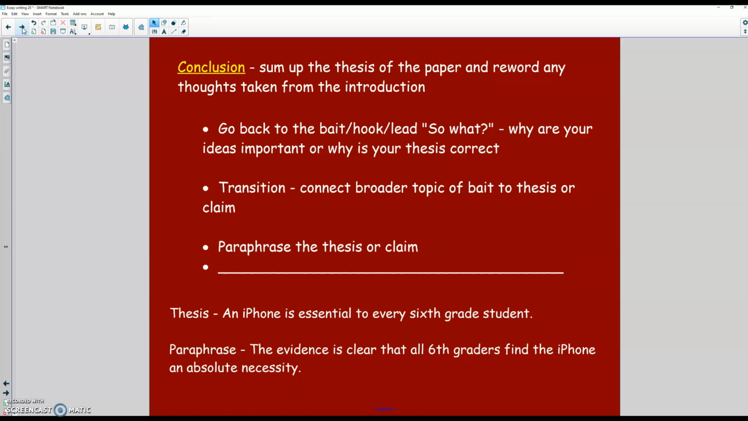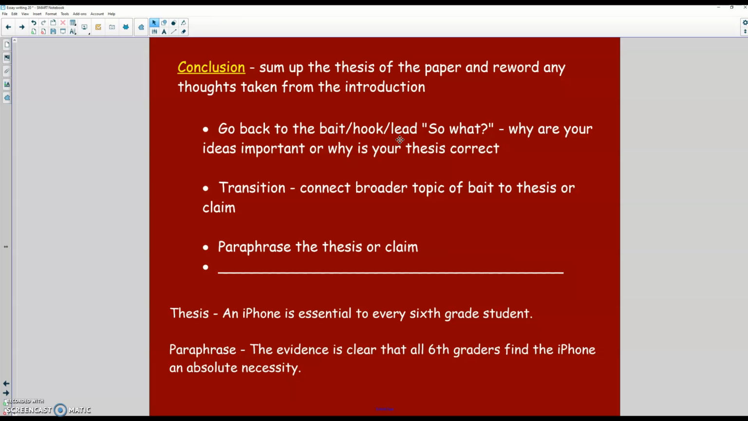So, final paragraph, the conclusion. This is where you sum up your thesis in the paper, and you're going to reword any thoughts taken from the introduction. You should think of the reader saying, okay, so what? I read all this. What's the point? And you want to make your final argument in the conclusion.